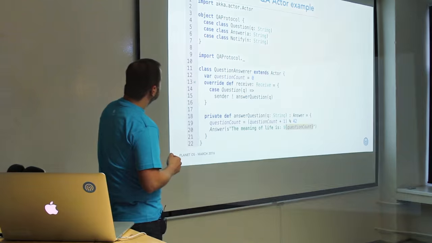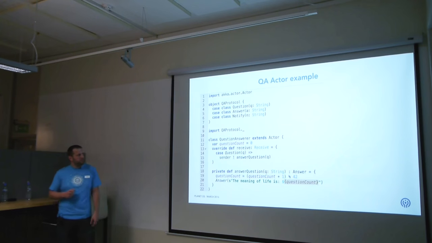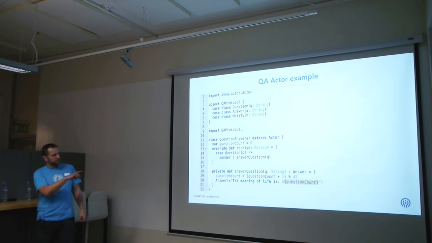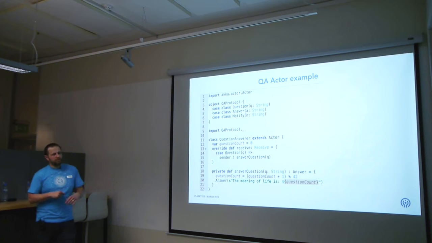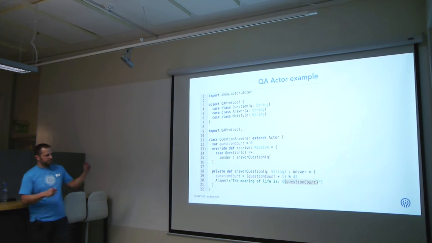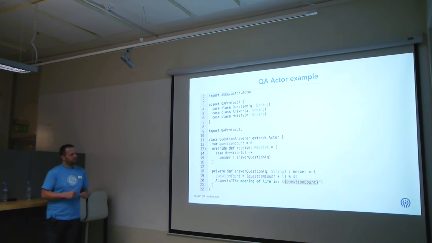Then line 11 defines the class that implements the actor. As you can see, it extends the Akka base actor class. On line 12, we have a very simple version of the actor's internal state. If you look closely, it's a var. That means it's mutable, and this is essentially the state of the actor that is not exposed anywhere.